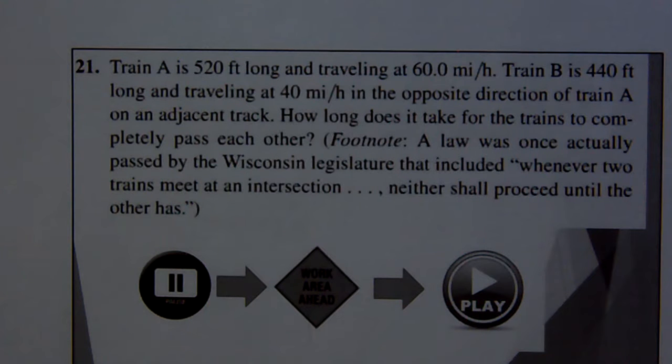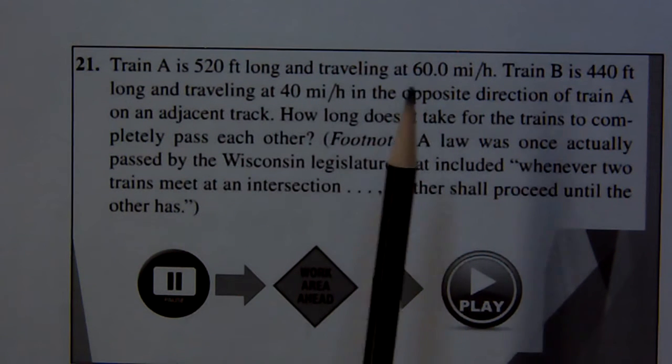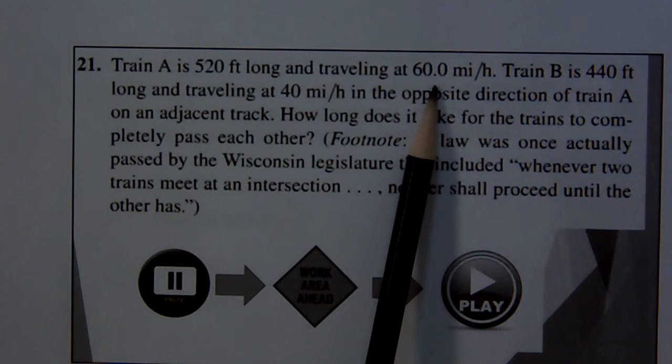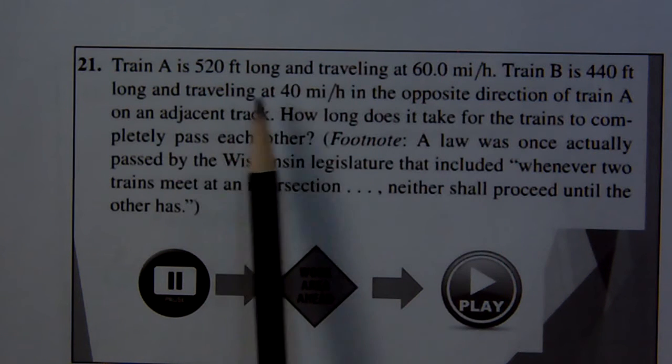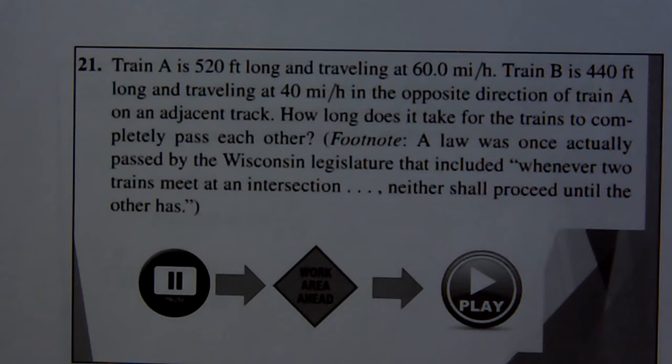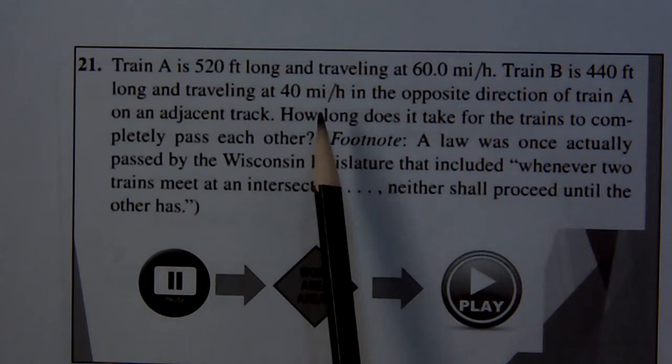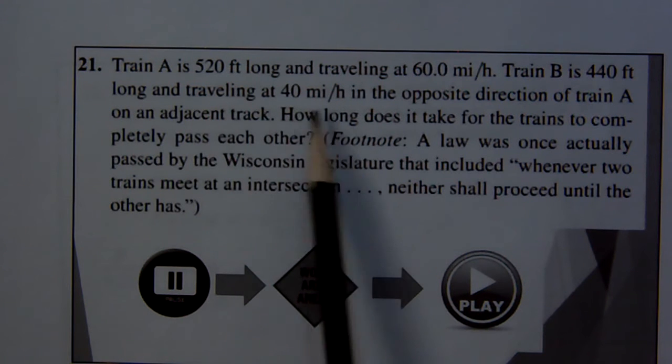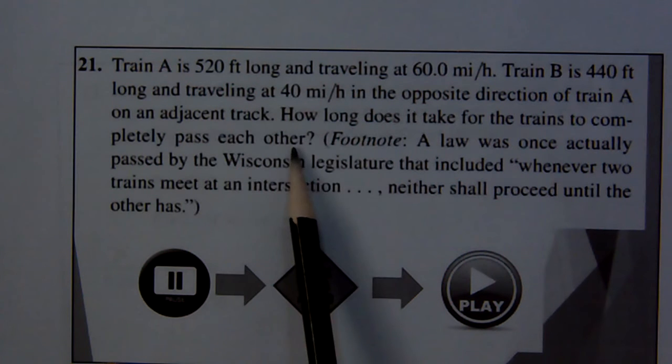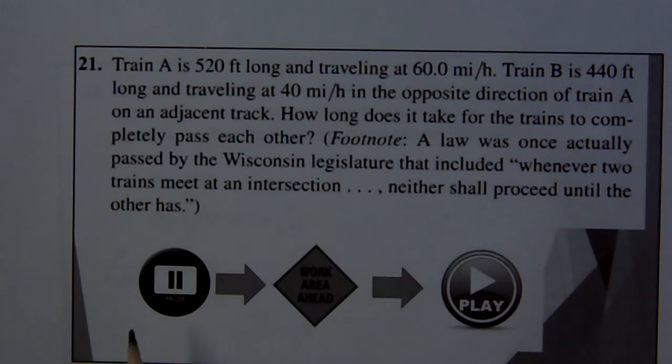So here we have train A is 520 feet long and is traveling at 60 miles per hour. Notice that the units are different. Here are miles, there are feet. Train B is 440 feet long, traveling at 40 miles per hour in the opposite direction on an adjacent track. How long does it take for the trains to completely pass each other? So again, pause, do some work, perhaps solve the problem before you hit play.